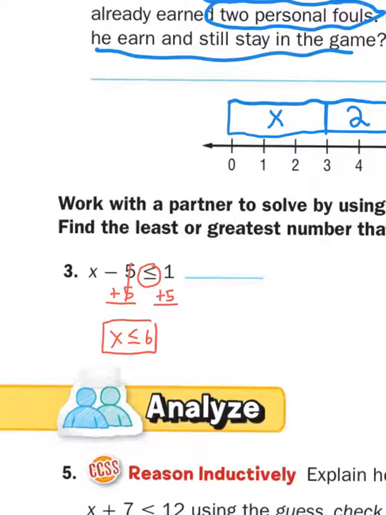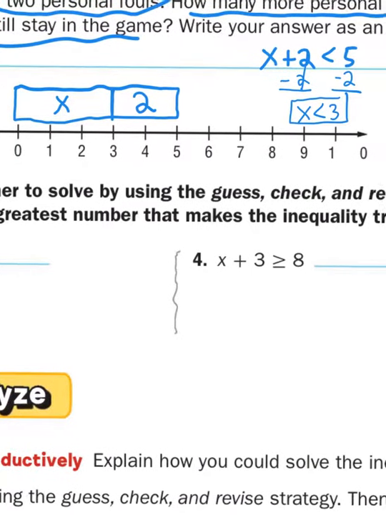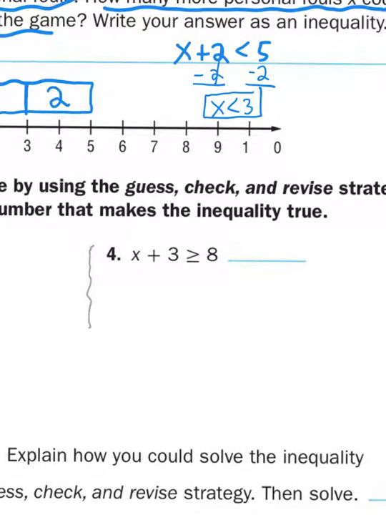All right, now we're going to go to number 4. This one I want you to try on your own. So our inequality is x plus 3 is greater than or equal to 8. Solve it just like an equation. Just remember, don't bring down an equal sign. Bring down this sign when you solve it. Pause the video. Try number 4. Go.